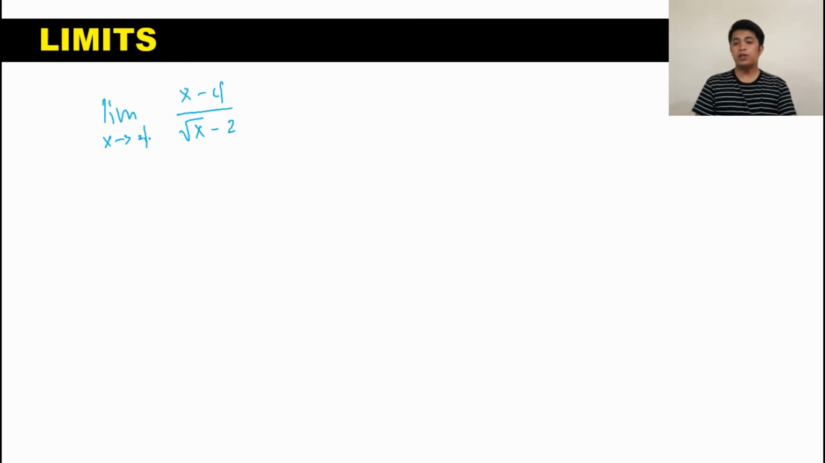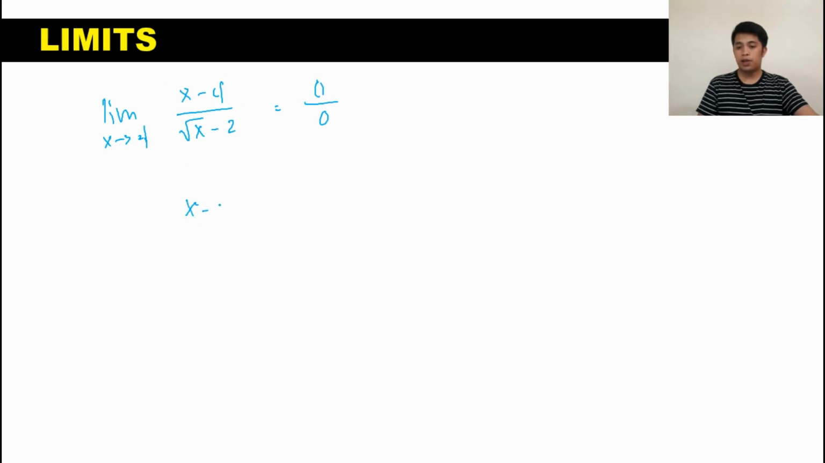Kung atong i-substitute diretso si 4, this will become 4 minus 4, 0. Dayon, square root of 4 is 2. 2 minus 2 is 0. Indeterminate. So, we have to simplify it to its simplest form. And this time, what we're gonna use is ang rationalization nga method. We have to rationalize.